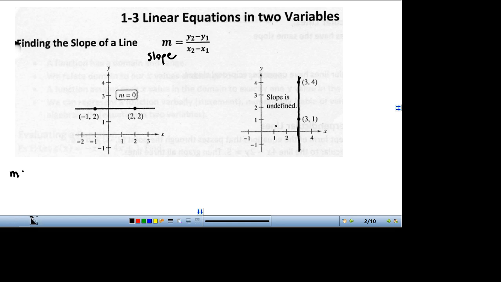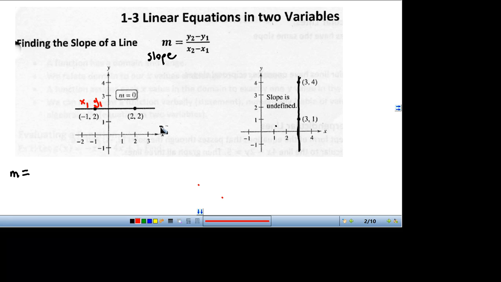M equals y2 minus y1 over x2 minus x1. So M equals, now I tell you guys all the time, label your points. I'm going to do it too. x1, x2, we'll try that again.